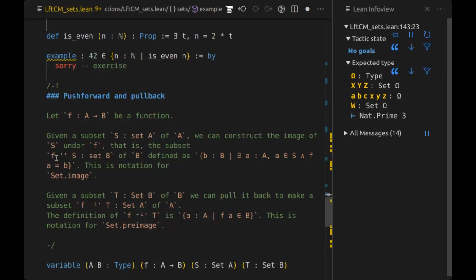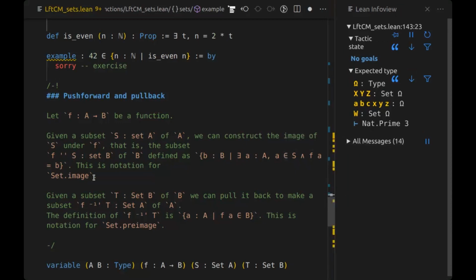The notation that we use is f and then two primes S. So this is applying f to the set S. That's going to be a set in the codomain. It is the set of elements in B such that there exists some element in A that belongs to the set S and such that f of a is equal to b. This is called Set.image in Lean.